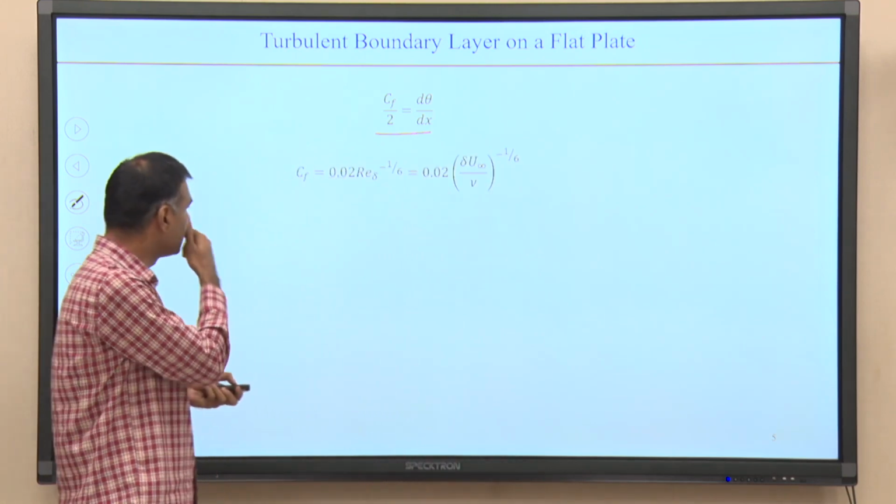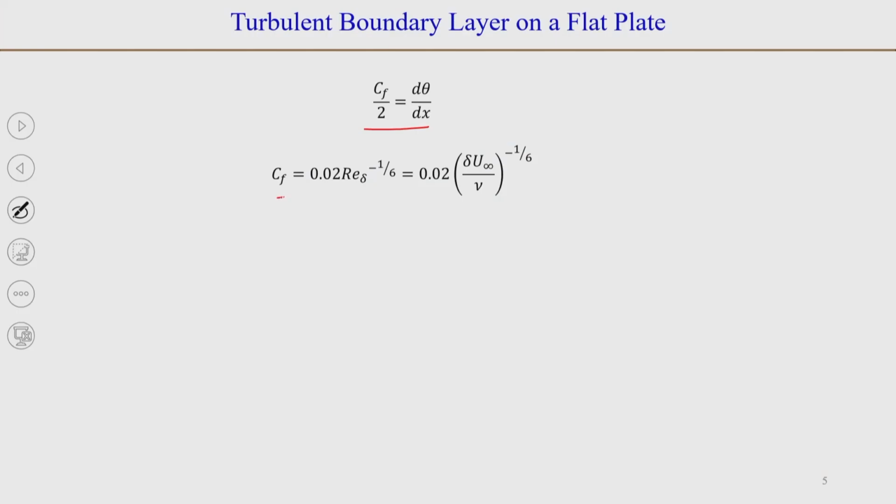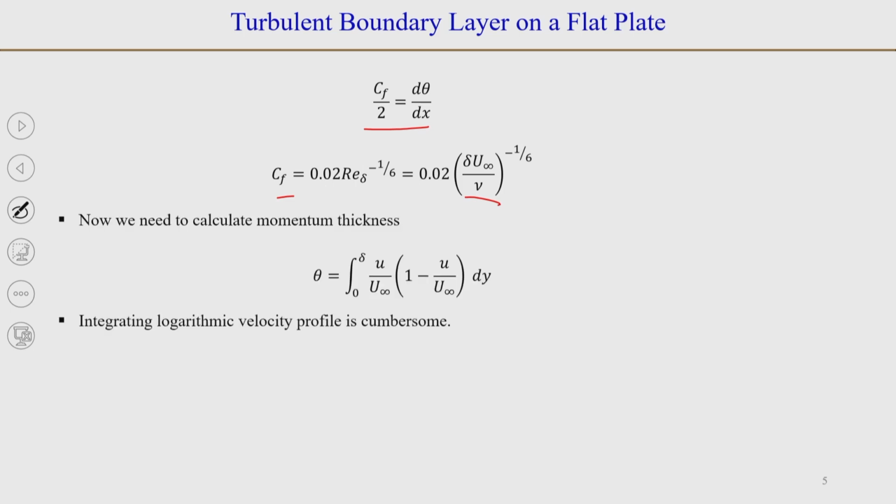So, if we do that, we already have Cf in terms of delta, and if we calculate theta in terms of delta, then we will have a differential equation for delta. We can solve this differential equation with certain limits, and then we will be able to find the expression for delta. So, to calculate momentum thickness, we can assume an empirical velocity profile, which is the 1/7 power law velocity profile.